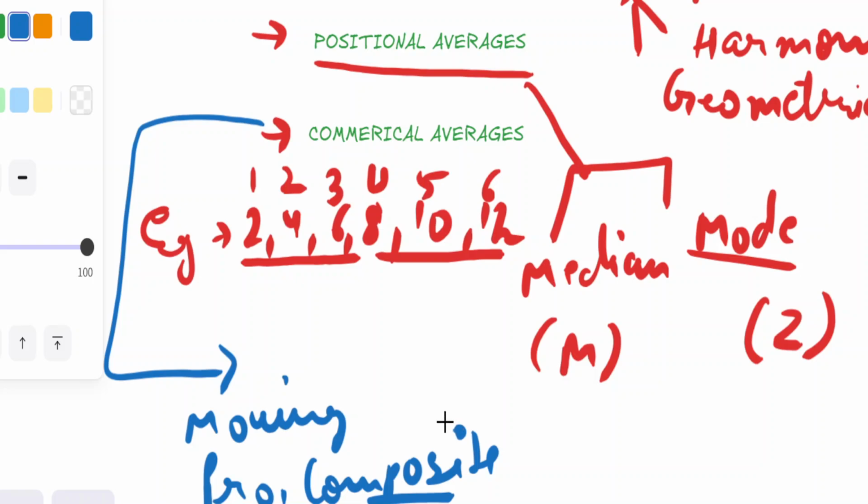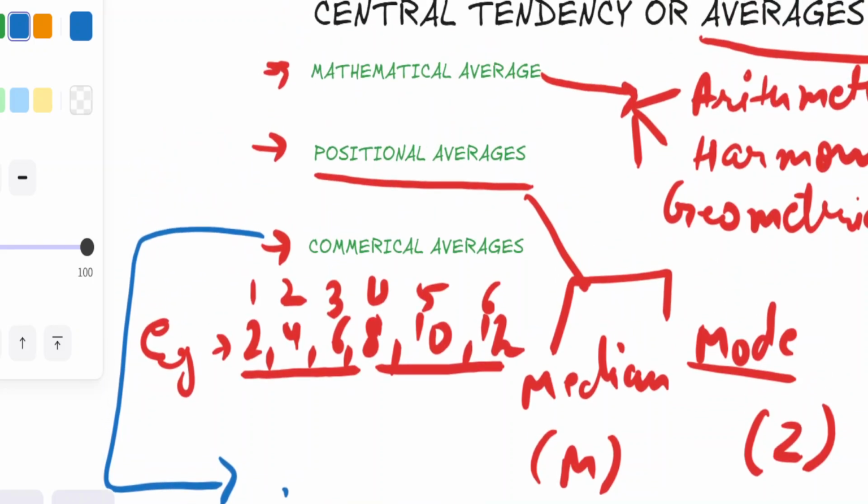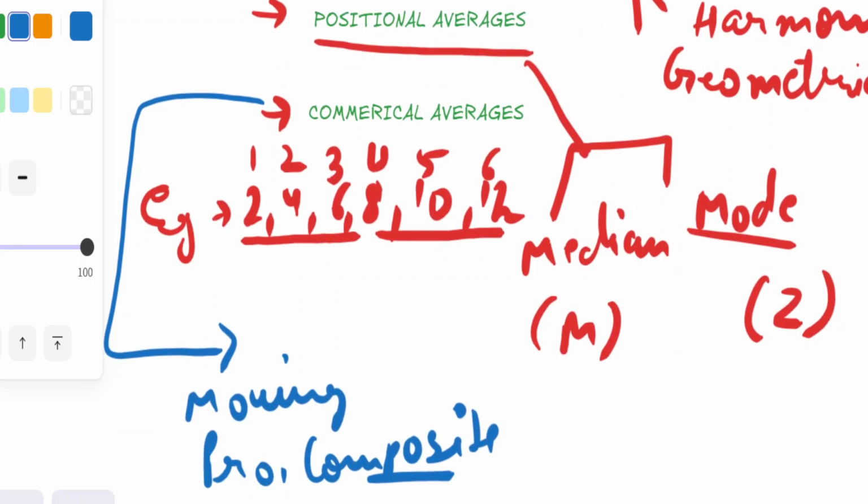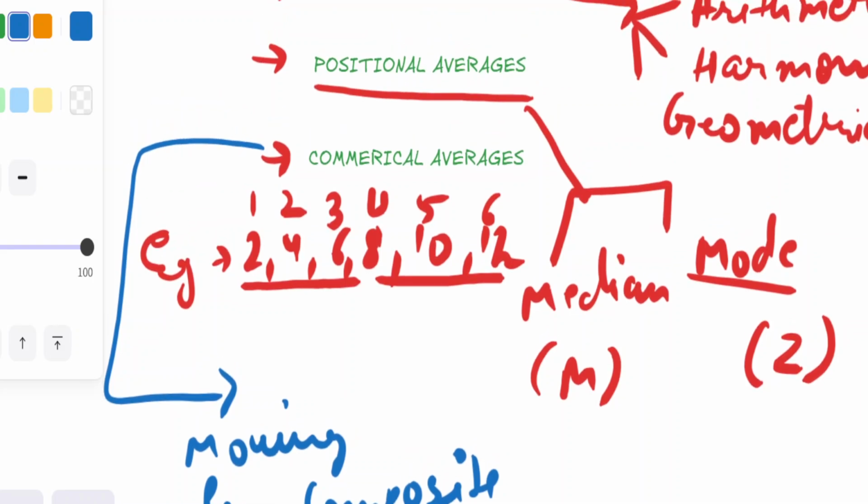First is mathematical average, second is positional average, and third is commercial average, where mathematical average is further divided into three: arithmetic mean, harmonic mean and geometric mean. Positional average is further bifurcated into two parts, that is median and mode. And third is commercial average, with the further bifurcation of three things: moving average, progressive average and composite average, right? How we are going to calculate these things, we are going to study in the other videos. For the time being, these are the things you need to remember, right?